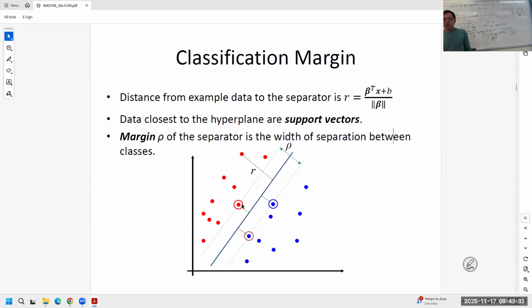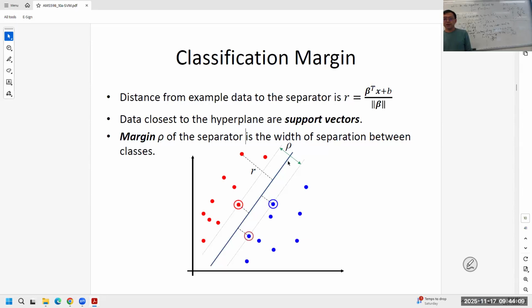Now, you have the closest point from the red group to the separator. You also have the closest point from the blue group to the separator, right? So the distance between the closest points from both groups is what we call rho, which is defined as the so-called margin. The margin of the separator is the width of separation between two classes.